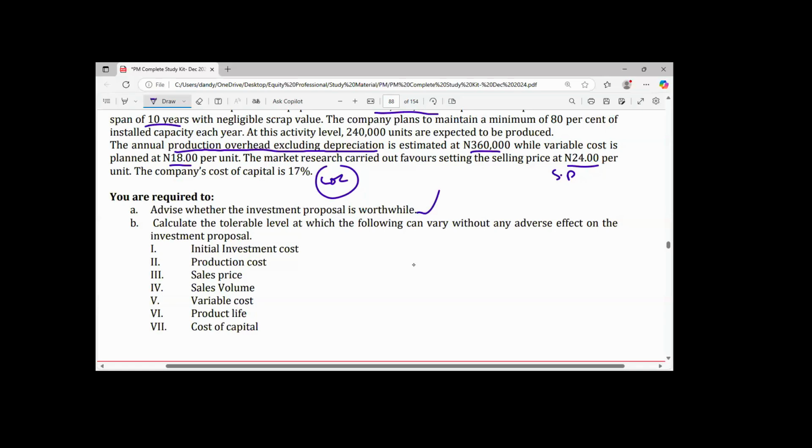In the B part of the question, this is very clear. You are to calculate the tolerable level at which the following can vary without adverse effect on the investment proposal. These are the variables given to you. So the examiner has told you to calculate the tolerable level, which means the sensitivity margin. You are expected to calculate the sensitivity margin of the 7 variables listed below. So the A part, you calculate NPV. The B part, you calculate sensitivity margin. Certainly, if you want to calculate the sensitivity margin of variables, you are going to need NPV.